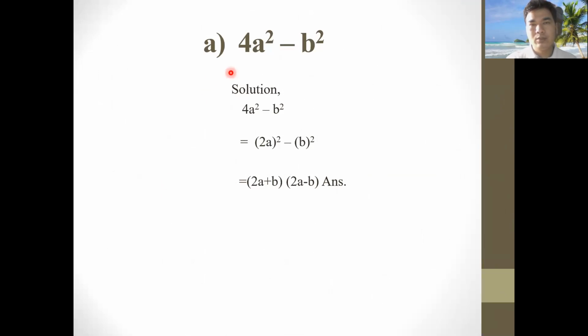Here, a number: 4a square minus b square. Solution: write it again, 4a square minus b square. 4a square means (2a) whole square, minus b whole square. This is in place of a, and this one is b. Using the a square minus b square formula, it will be (a plus b)(a minus b). So a is 2a, giving (2a plus b)(2a minus b). This is the formula of (a plus b)(a minus b). In place of a here is 2a, and in place of b is b. Like this we have to solve this question.